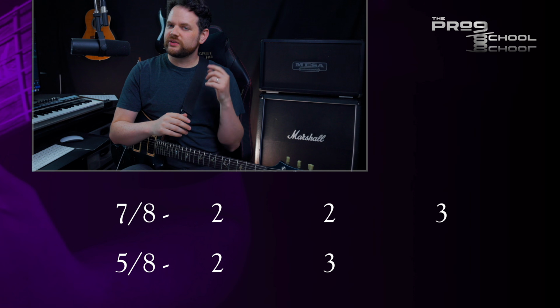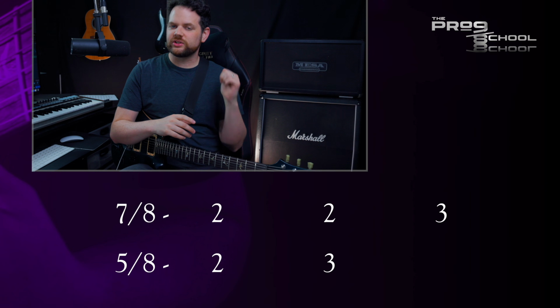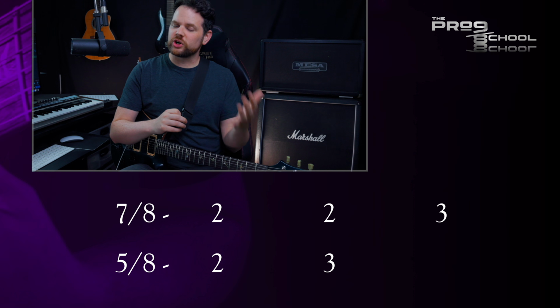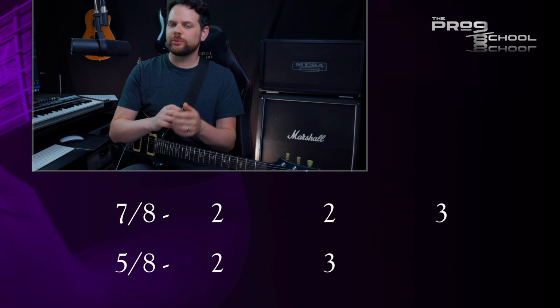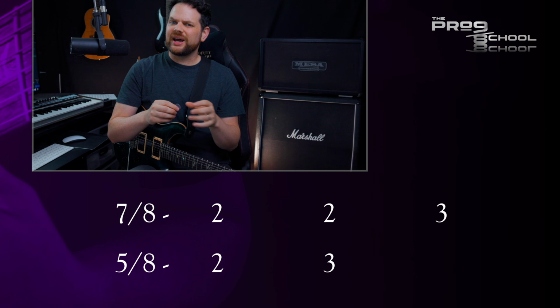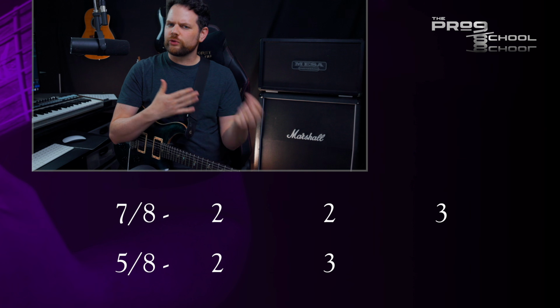The first is this 2-2-3 7/8 pattern I just talked about, and the second is a 5/8 pattern that's just a shortened version of the 7/8. So it's a 2 followed by a 3, 1 2 1 2 3 1 2 1 2 3. These 2 patterns get combined in a couple of different ways throughout this whole first section.